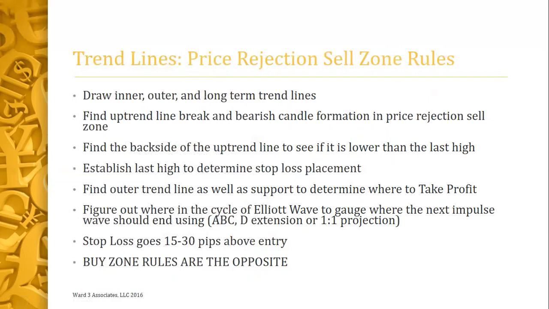You're going to find the counter trend line, the outer trend line, as well as support to determine where to take profit. Figure out where in the cycle of Elliott Wave you are to gauge where the next impulse wave should end, using the ABC, the extension, or the one-to-one projection. And I'm going to show you this stuff on the charts, guys. Your stop loss goes 15 to 30 pips above your entry. And then, of course, your buy zones are the exact opposite.